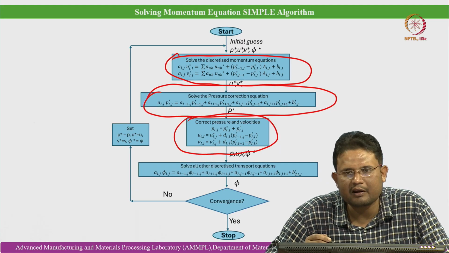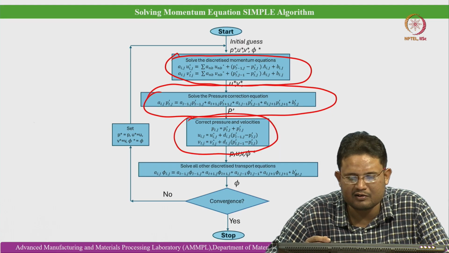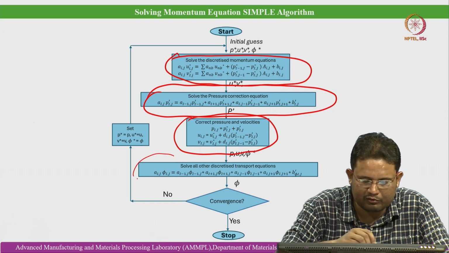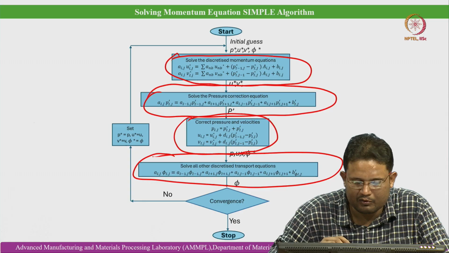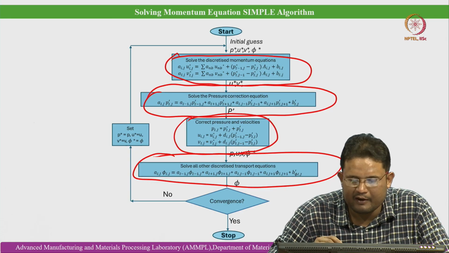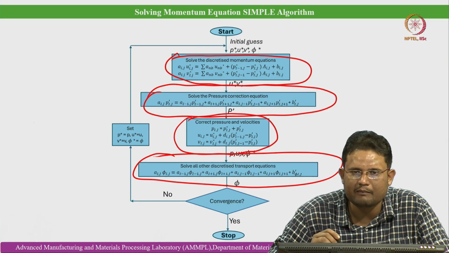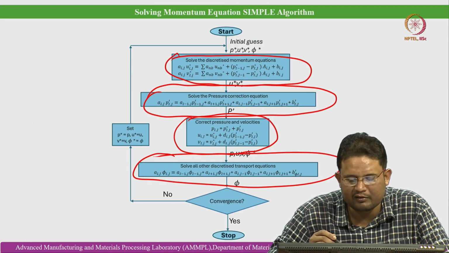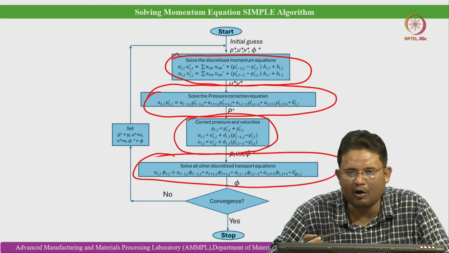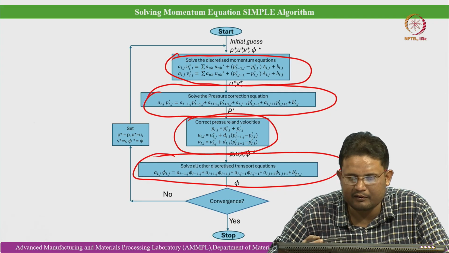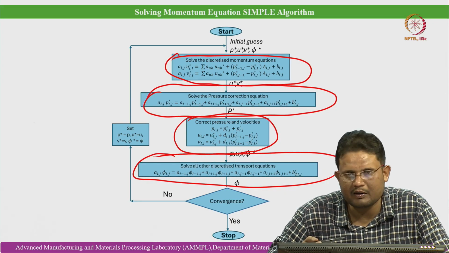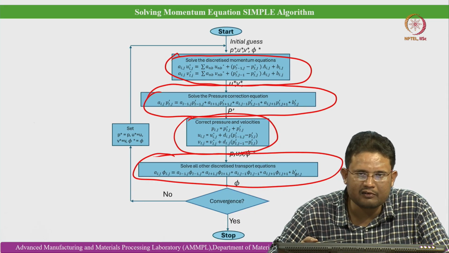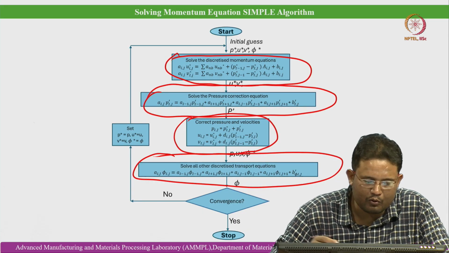So, we start with the guessed value of phi, that is the initial value phi asterisk, and then we solve all the other discretized equations as shown over here in this flow chart. So, you can see, from here we actually get the actual value of the field variable phi, and we check whether it is satisfying the convergence criteria. If it is yes, then we can stop the calculation, we can report the values of the field variable phi and also the velocities and the pressure.